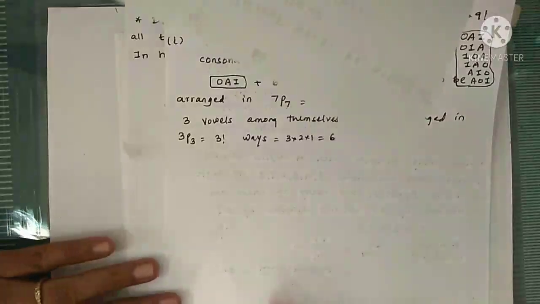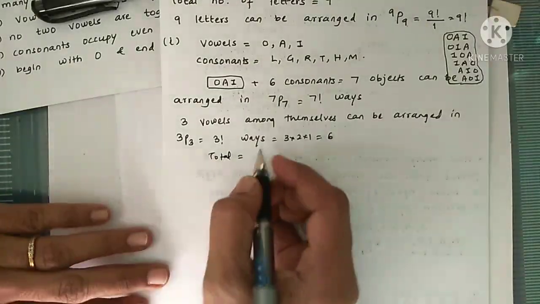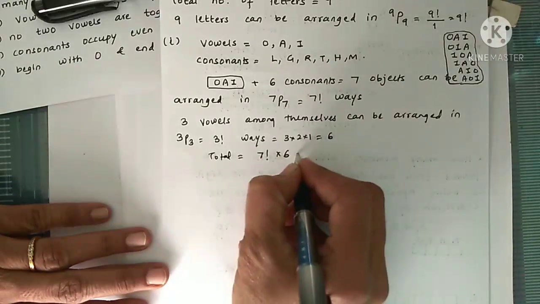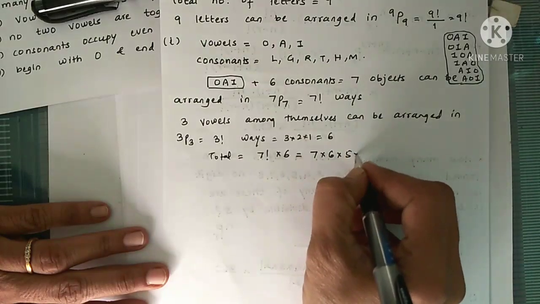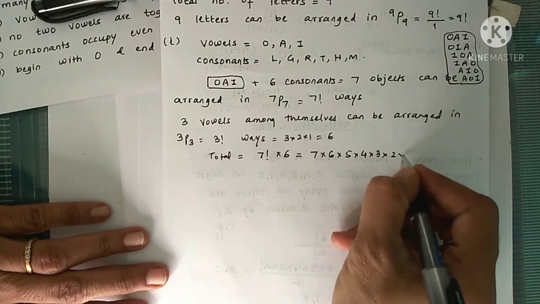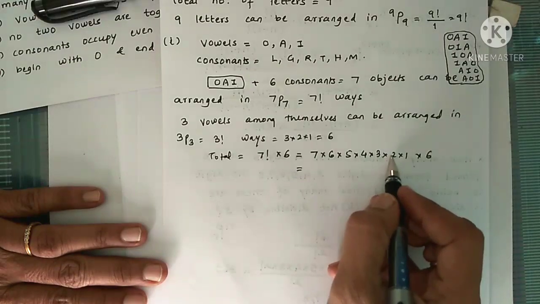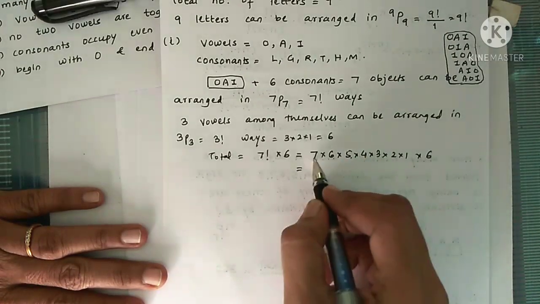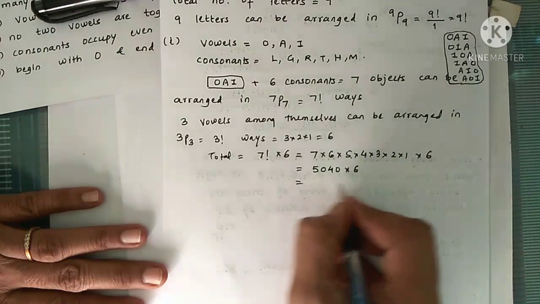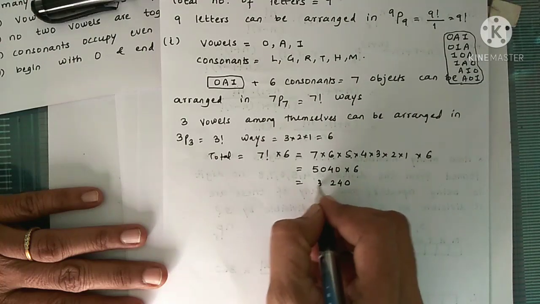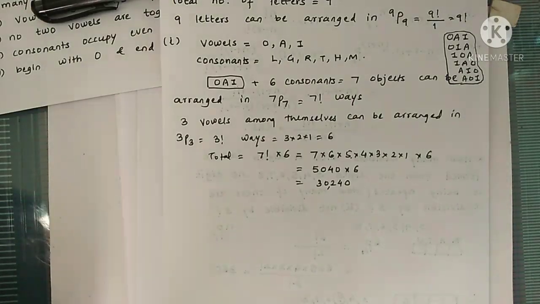So the total number of ways is 7 factorial multiplied by 6. Now 7 factorial is 7 into 6 into 5 into 4, 3, 2, 1, into 6. So 3 into 2 is 6, 24 into 5 is 120, 720 into 7 is 5040, multiplied by 6. So these are the total number of ways where vowels are together.